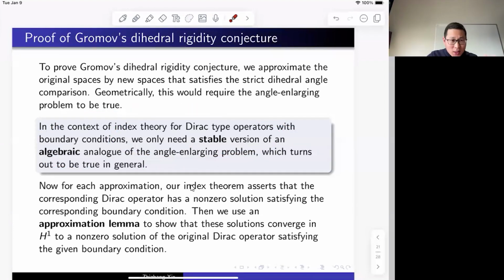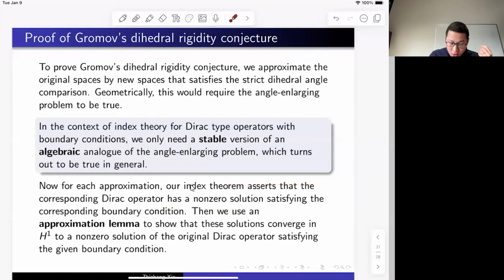Now suppose this is done. Then for each approximation, we have proved the index theorem because now it's strict. So for each approximation, you prove the index theorem, but the index is 1. So for each approximation, you have a non-zero solution for the Dirac operator with the correct boundary condition.